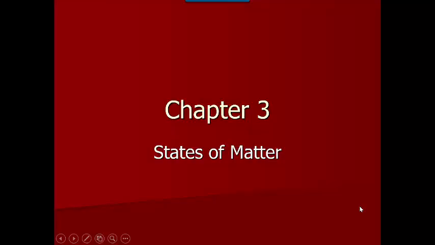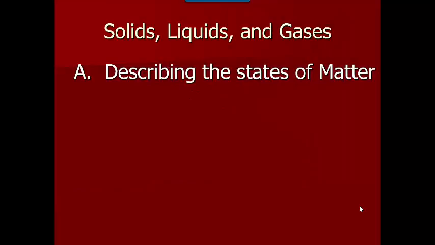In this chapter or unit, we're going to be looking at a few things. We're going to start off with the states of matter. We're going to look at a few gas laws, and then we'll finish up this unit with some phase changes. So to start off, we're going to look at some states of matter.